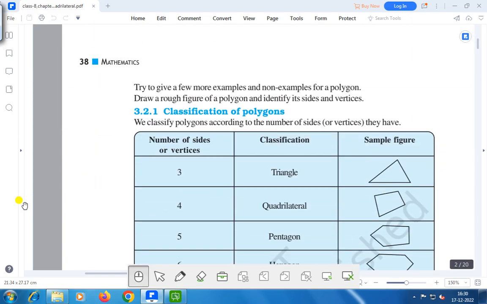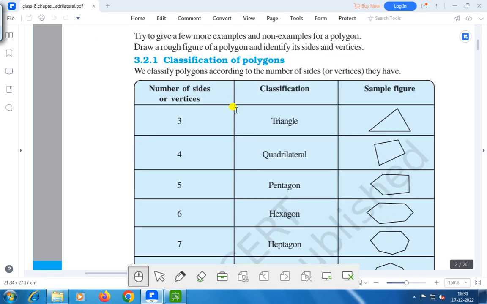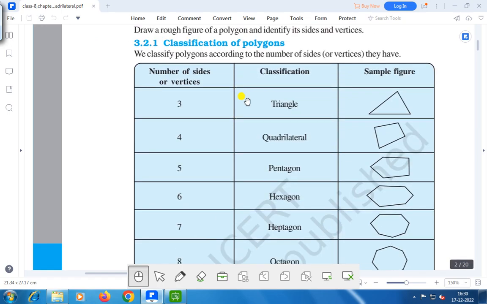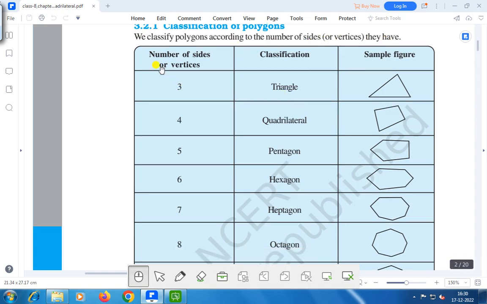Now try to draw a few more examples and non-examples of a polygon. Draw a rough figure of a polygon and identify its sides and vertices. Classification of polygons. We classify polygons according to the number of sides or vertices they have. If there are 3 sides, that is a triangle, a polygon of 3 sides.